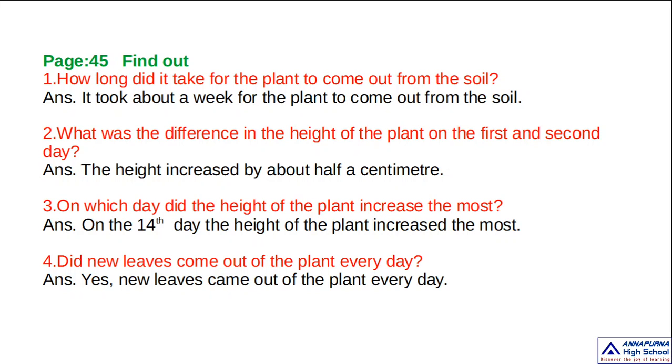Now page number 45. Find out how long it took for the plant to come out from the soil. It took about a week for the plant to come out from the soil. That means how much time does it take? One week.